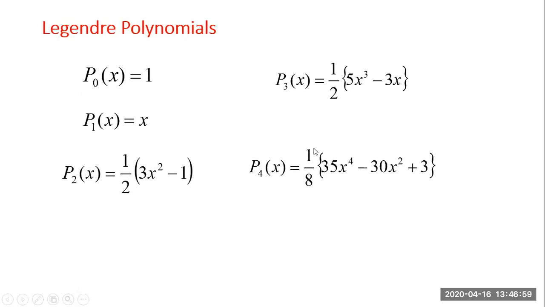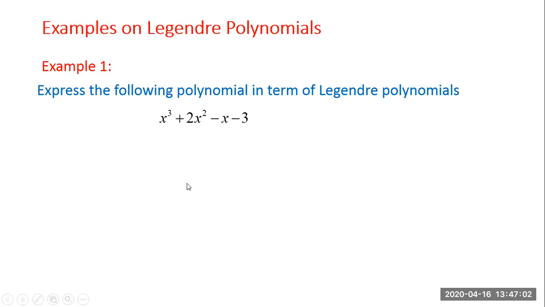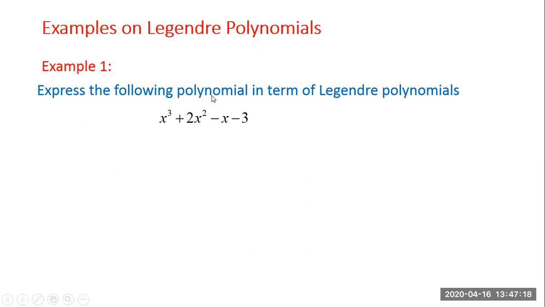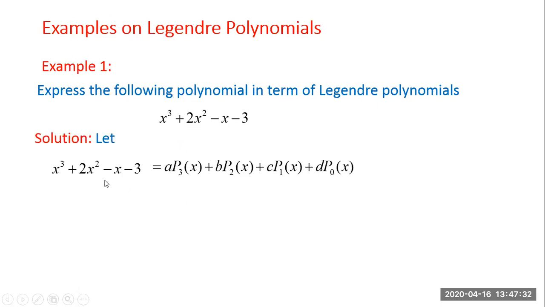Based on these Legendre polynomials, we have a few examples. The first example is: given the general polynomial, express this polynomial using the Legendre polynomials. Legendre polynomials are P0, P1, P2 and so on. So express the given polynomial in terms of Legendre polynomials. The given polynomial is a polynomial of degree 3. To express this in terms of Legendre polynomials, we write the given polynomial is equal to a into P3 of x.